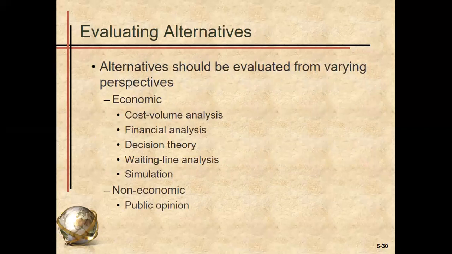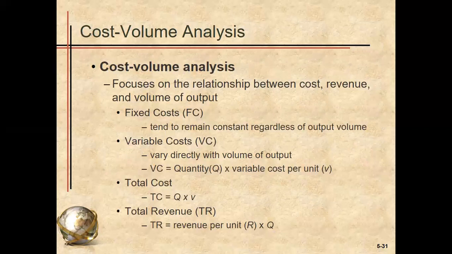Okay, evaluating alternatives. Alternatives should be evaluated from varying perspectives: first, economic, and second, non-economic. For economic: cost volume analysis, financial analysis, decision theory, waiting line analysis, and simulations. For non-economic: public opinion. This is cost volume analysis: fixed cost, variable cost, total cost, and total revenue, or TR.